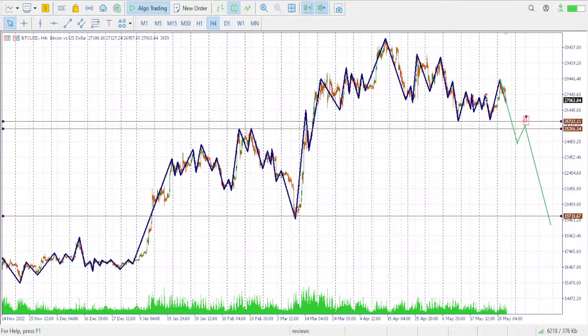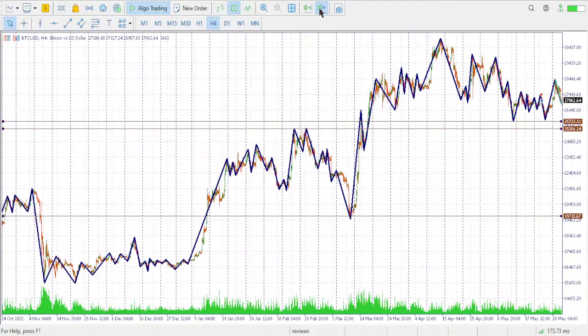As you can see on my screen, we had a support, we anticipate a break below this level, then a retracement before the price continues in that direction. So this is what's known as a breakout, then this is a retracement. We'll draw a template for that. Let me draw that now.